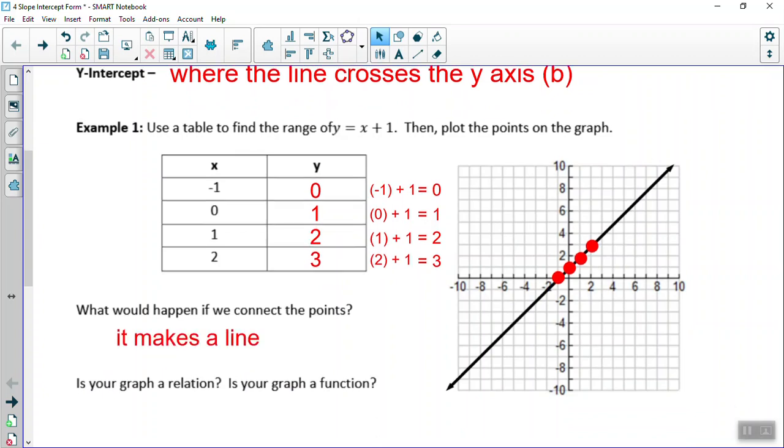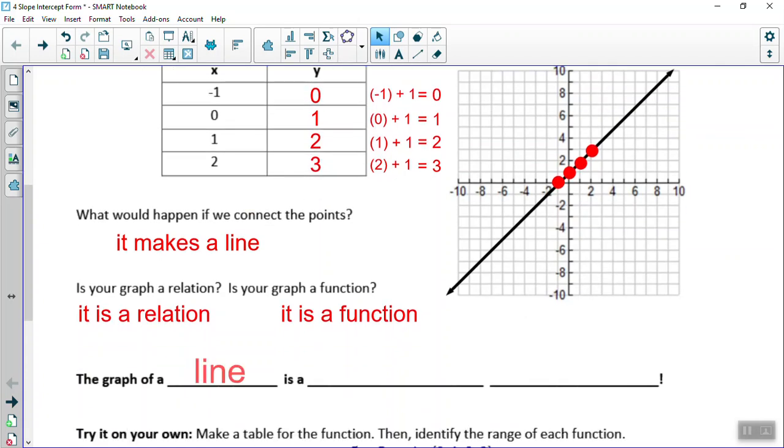Okay. Is our graph a relation? Yes, it is, because any set of ordered pairs makes a relation. Okay. Is our graph a function? So remember, a function is a special type of relation. So think about that vertical line test. I can draw a vertical line anywhere I want through this line, and I only touch it once. So it passes the vertical line test, so it is a function.